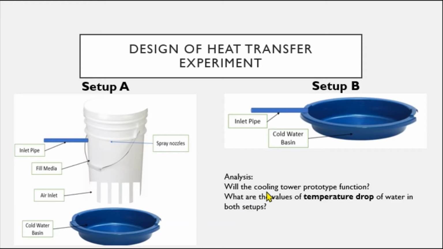Analysis: the experiment aims to prove whether the prototype of the cooling tower can function. The temperature and volume of the water that enters both setups will be the same. Then, right after all the water drains into both water basins, the final temperature of the water will be measured and compared. The two setups are expected to have different values of temperature drop, where setup A is expected to have greater temperature drop than the temperature drop of setup B.